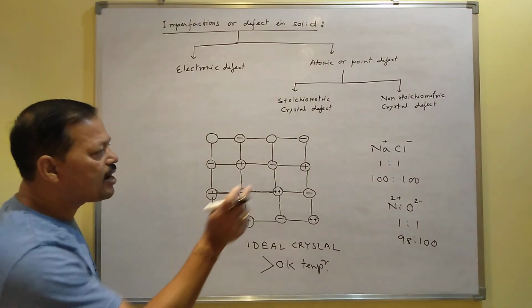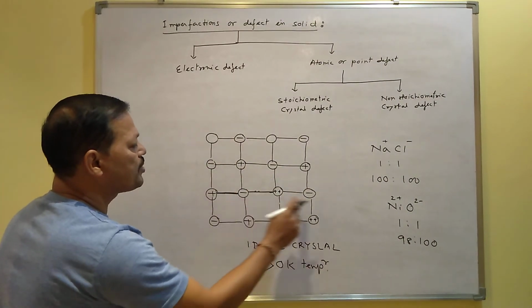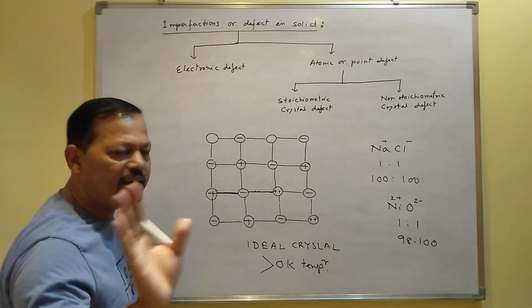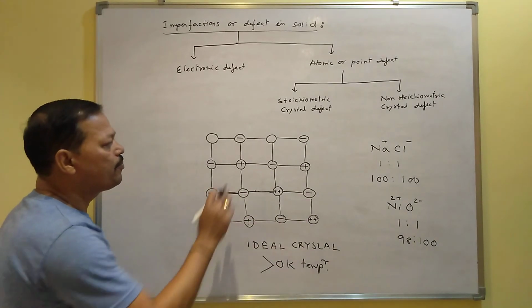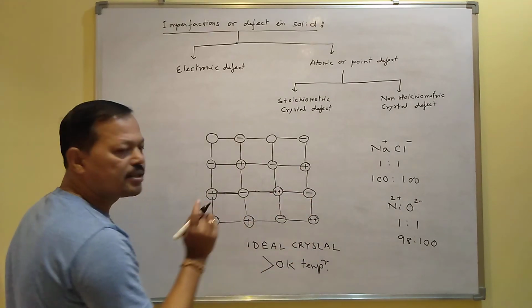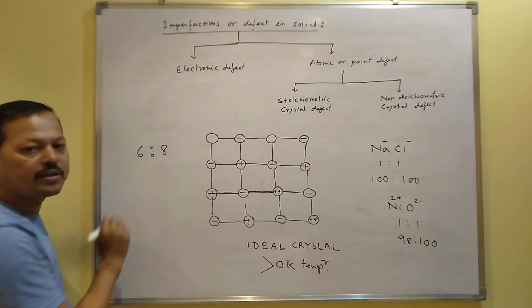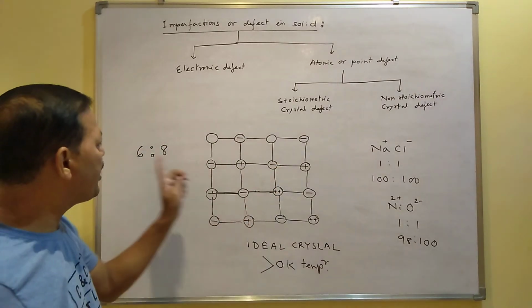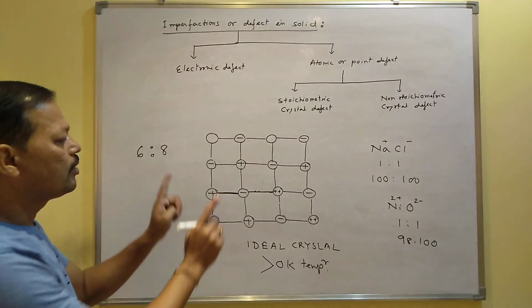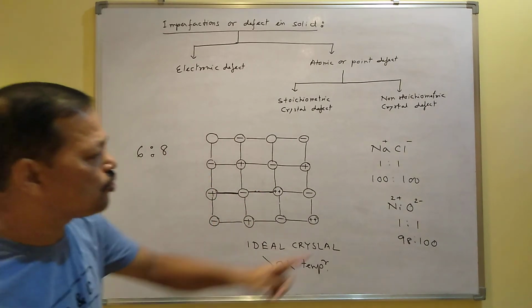But let's see the number of cations and anions. 1, 2, 3, 4, 5, 6, 7, 8. There are 8 anions, but you see the cations: 1, 2, 3, 4, 5, 6. So here the cation number is 6, the anion number is 8. So here the cation number and anion number are not the same, but the total number of positive charges is equal to the total number of negative charges. So like this.